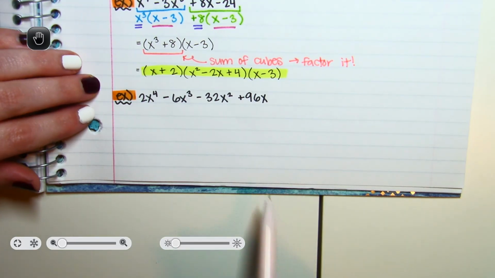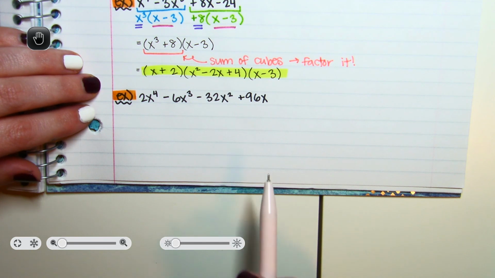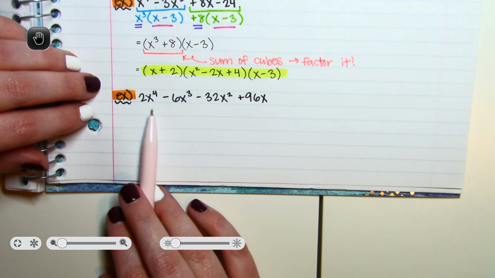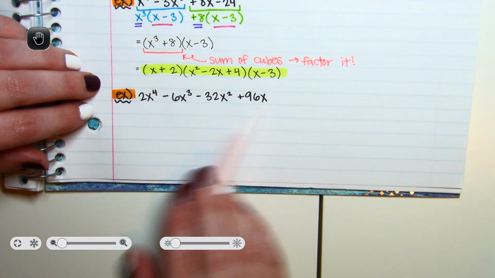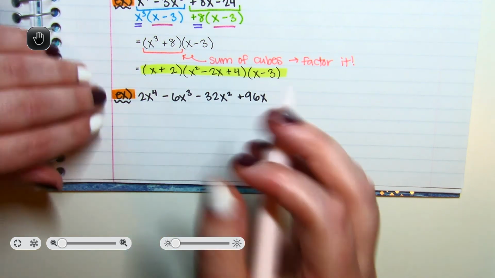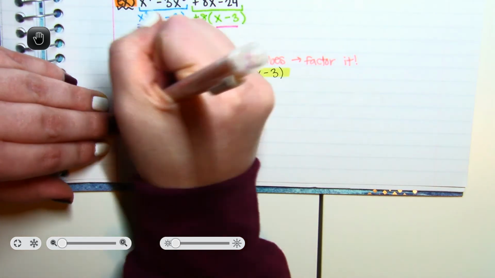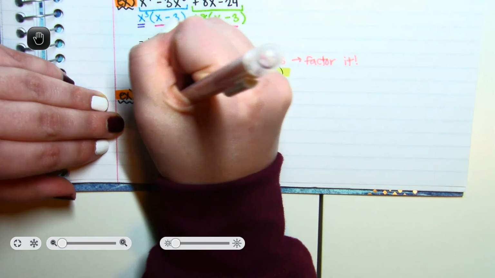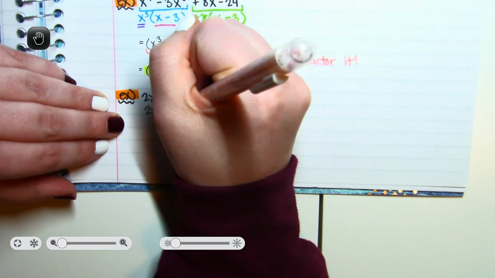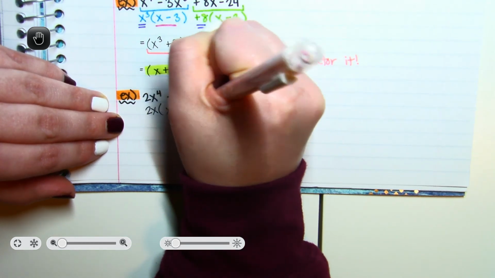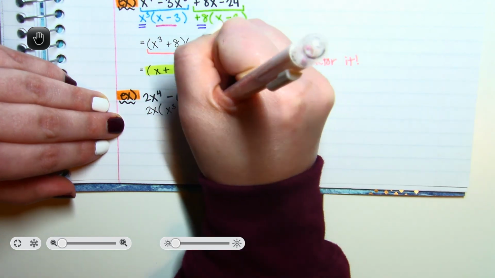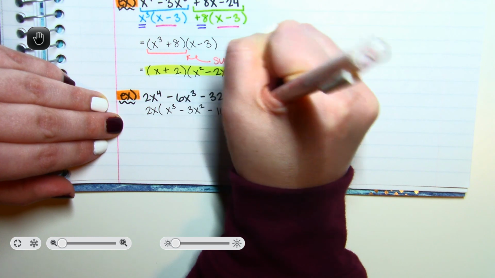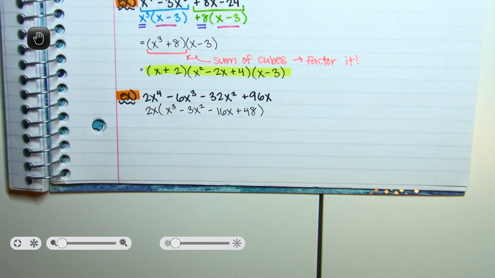First thing we ask, is there a GCF? You should have said yes. The GCF is 2x. The dead giveaway that there's a GCF is that every term has an x. And they're also all even, which means 2 is going to go into it. So this is going to be 2x and then parentheses, x cubed minus 3x squared minus 16x plus 48. So that GCF is just going to stay hanging out in front.